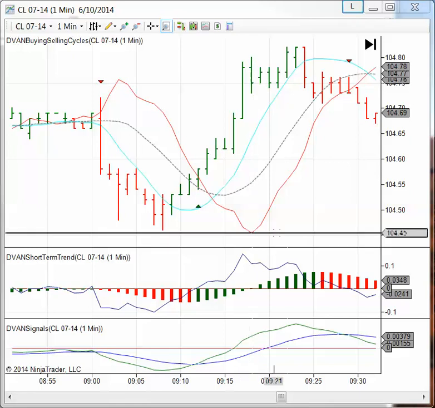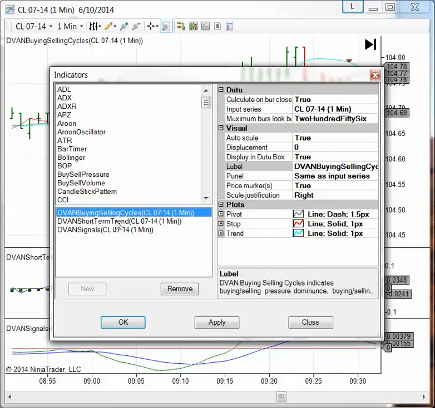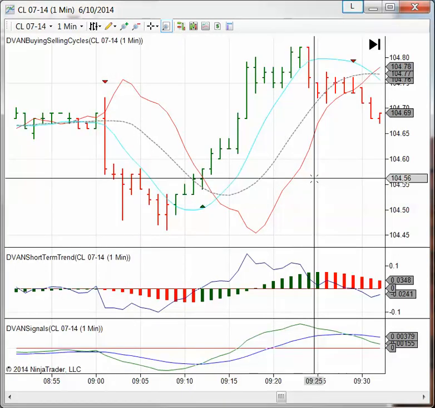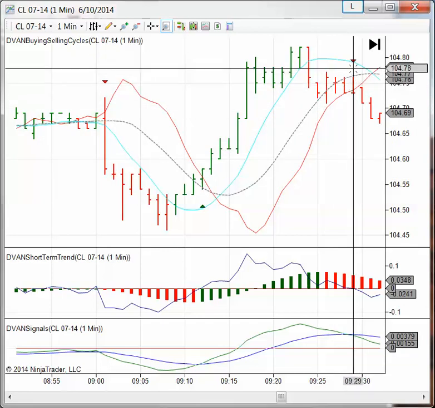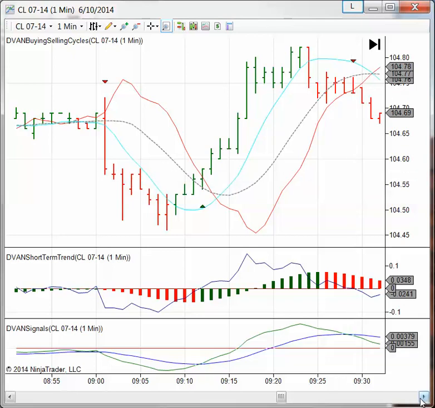Crude oil 1-minute chart. I'm going to click bar by bar and show how we would use the DVAN indicators we have activated on the chart: DVAN buying selling cycles, DVAN short-term trend, and DVAN signals. So we're going to start off with the assumption that I took this short signal here that was given at 9:29. That was given at 104.73 was the price at 9:29 a.m. So I'm going to click bar by bar and explain my thought process using the DVAN indicators.